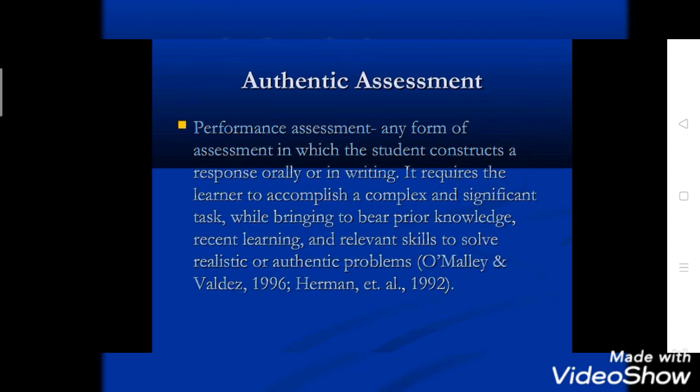Authentic assessment. Authentic assessment, performance assessment, any form of assessment in which the student constructs a response orally or in writing. It requires the learner to accomplish a complex and significant task while bringing to bear prior knowledge, recent learning, and relevant skills to solve realistic or authentic problems. That's the explanation of authentic assessment.